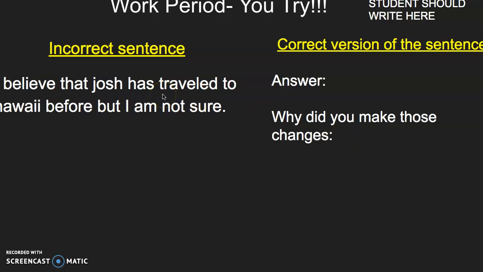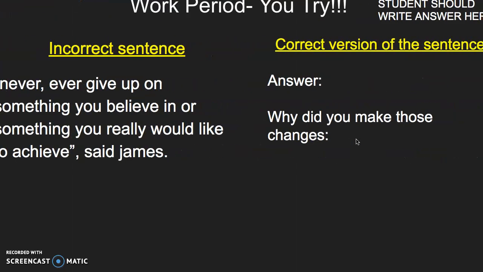Again, you're going to do the same thing here. The incorrect sentence is, I believe that Josh has traveled to Hawaii before, but I am not sure. And then you're going to do your answer, the correct version over here, and explain why you made those changes. All right. And then one more time, you're going to do the same thing. I'll read the incorrect sentence. Never, ever give up on something you believe in or something you really would like to achieve, said James. And then you're doing the same thing one more time.